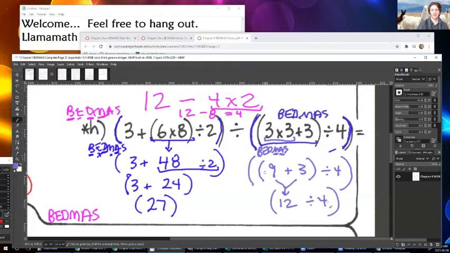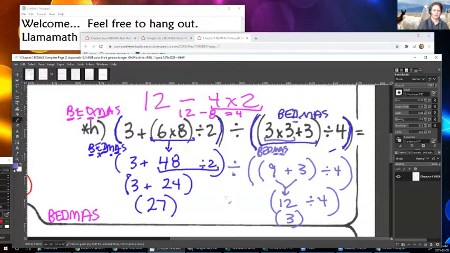And then inside of this bracket, the last thing that we need to do, because we got rid of this bracket now, we're going to start on this BEDMAS. So no brackets anymore inside the brackets, no exponents. We're going to do the division. So this is going to be 3.